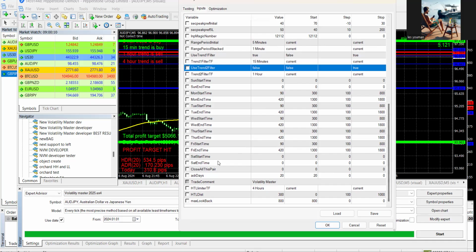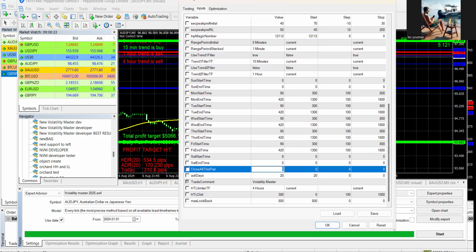And that's nearly all the settings, guys. We've got close all this pair. Alrighty, so if you want to set a time here, let's say 500 minutes, then, so for example, the software is going to start looking for trades at 90 minutes. It's going to stop looking for trades after 420 minutes, but still manage any open ones.